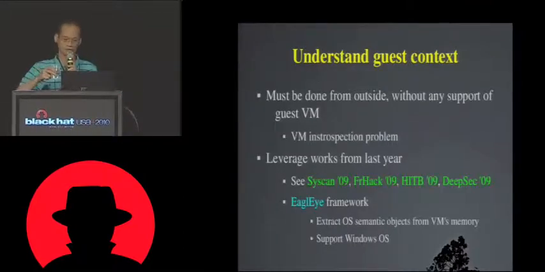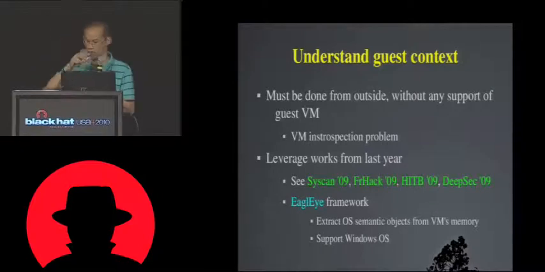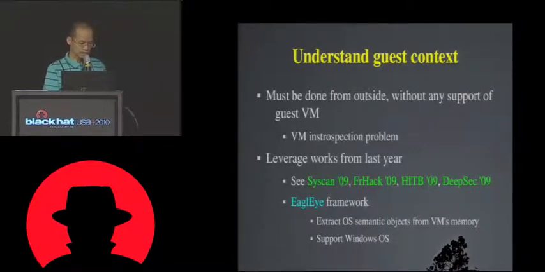Okay, so on the first problem, how to understand guest context from outside. Note that we must do everything from outside without any support of the guest virtual machine. And this is called the virtual machine introspection problem. On this part, we use the work done last year. You can see our presentations at several conferences last year. And we use a framework named EaglEye. The EaglEye framework helps us to extract OS semantic objects from the memory of the virtual machine. And now we support Windows OS.